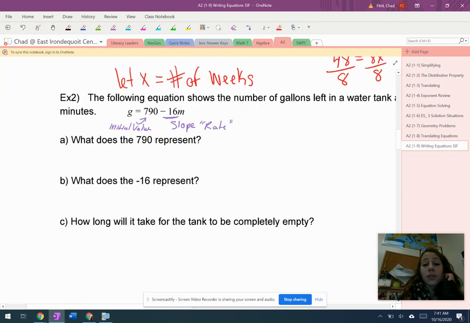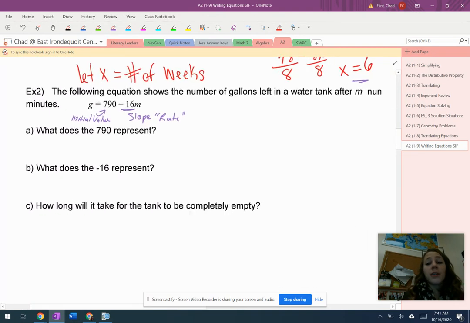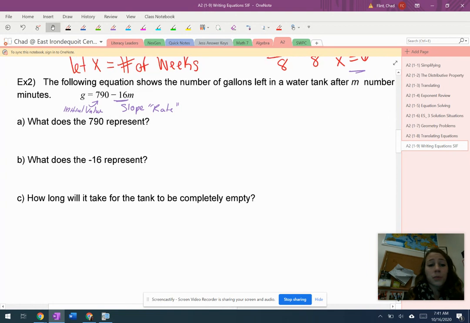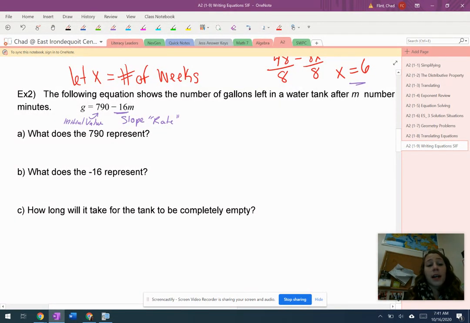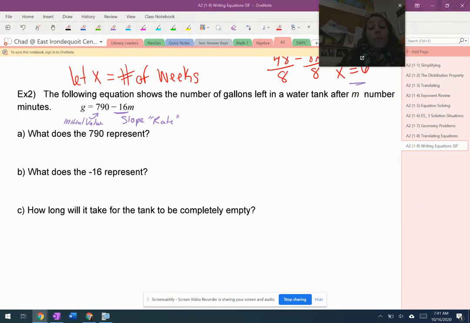So the answers to these questions are really all found in that first sentence. So part A wants to know, what does the 790 represent? Well, in the context of this problem, it is the initial value, like we already said, but we need to talk about what it means in this problem. What does initial value mean in the problem that we're dealing with? So the following equation shows the number of gallons left in a water tank. G, the number of gallons left in a water tank after m.